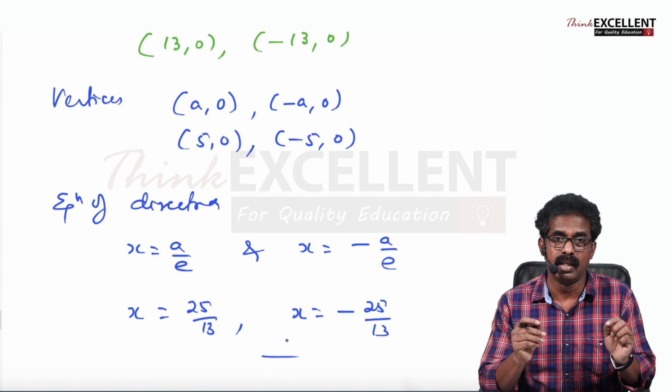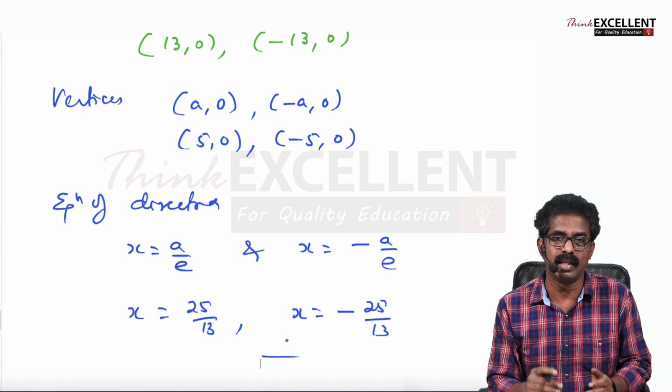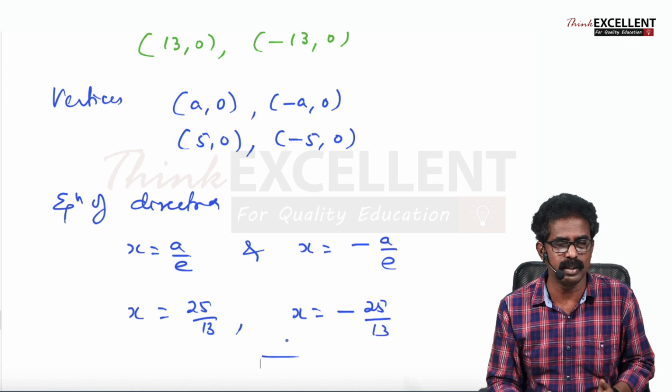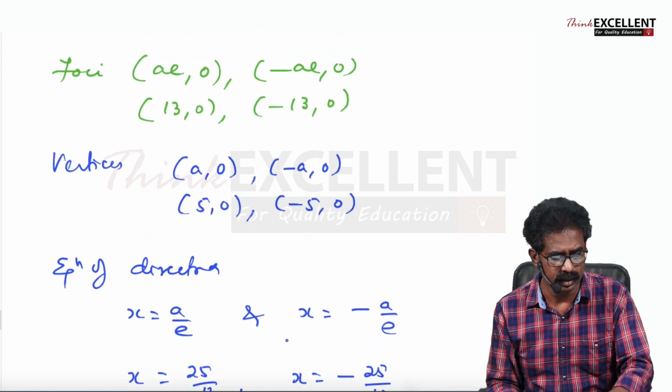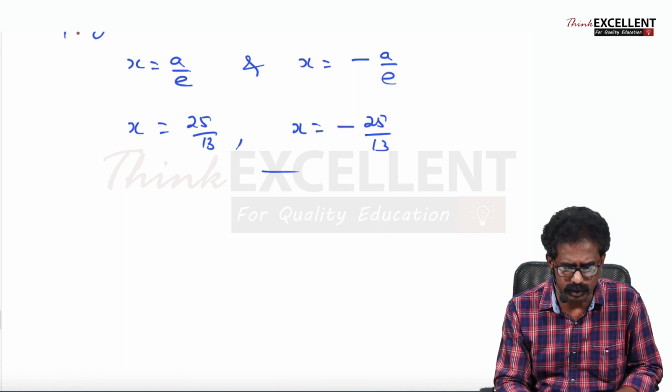Length of the transverse axis means 2a. Length of the conjugate axis is what? 2b. Okay, so whatever they ask, you can do that. So here they ask only this much. So same type, I'm going to take one more question.